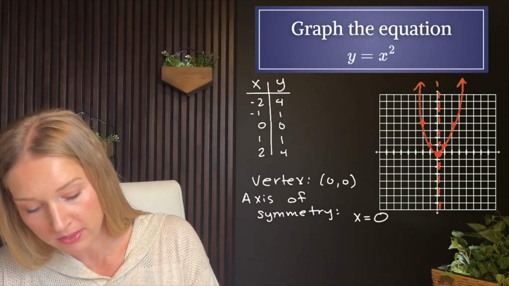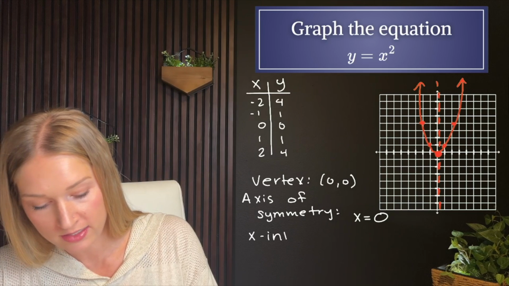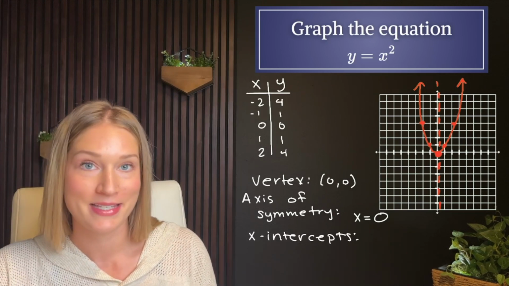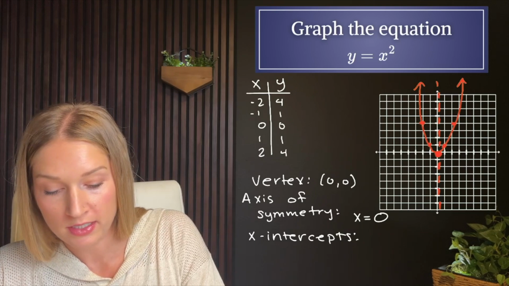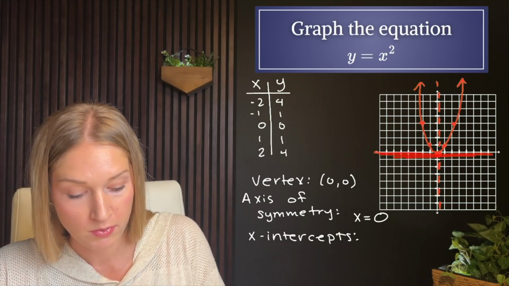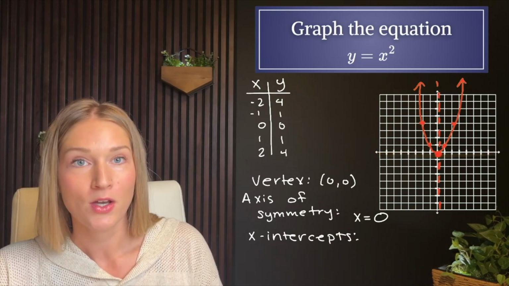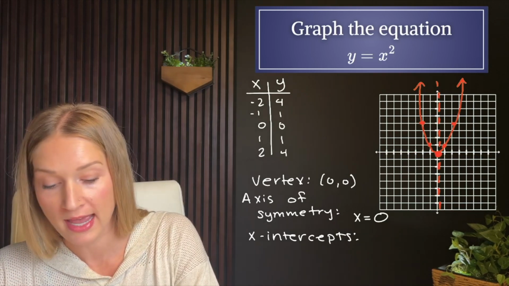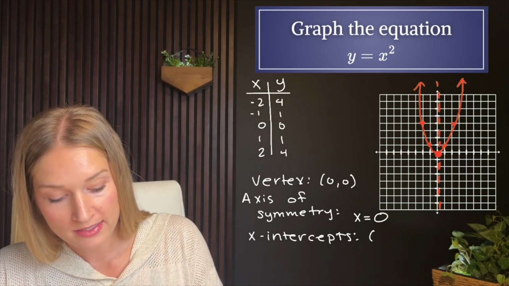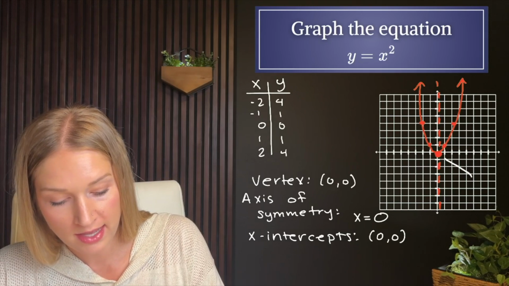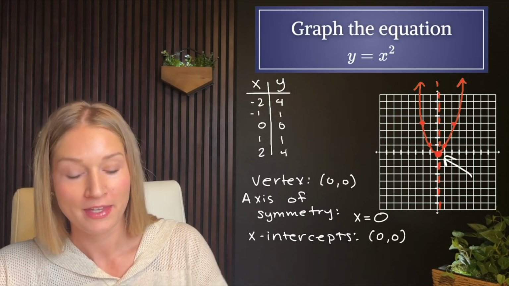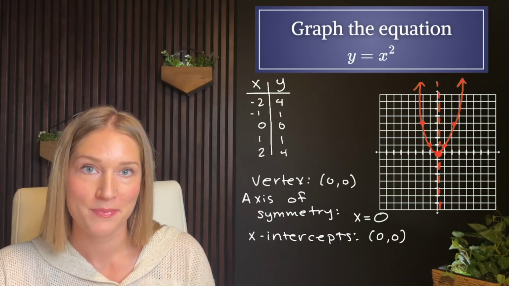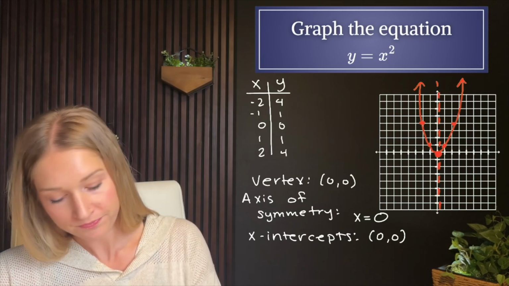Another couple important things are your x-intercepts. And that is where your graph crosses the x-axis. So now I'm looking here, and I want to know, where does my graph cross? Well, it just so happens to only cross one time, and that point is at the vertex. So my x-intercept is at 0, 0, and that is this point here. Again, it just so happens to be the vertex. It's not always going to end up that way, but it does in this graph.